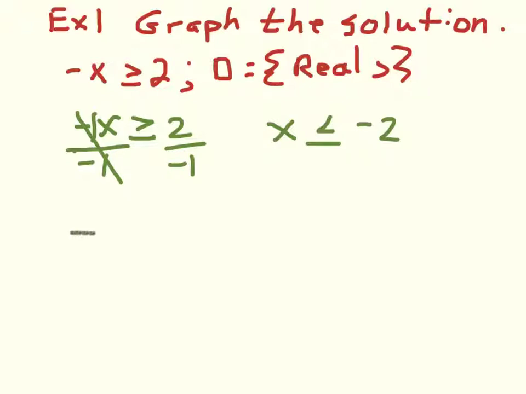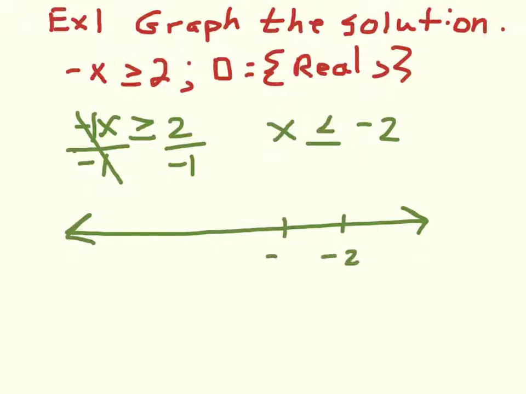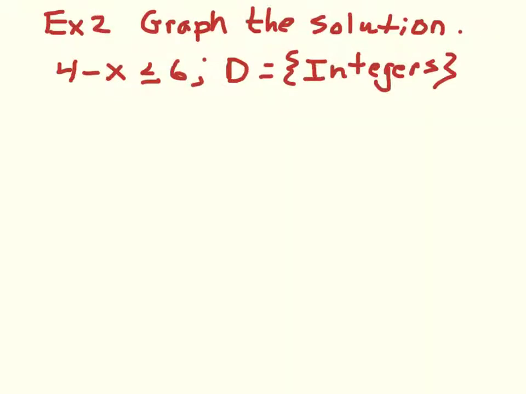Now, we need to graph that using real numbers. Now remember, real numbers is a solid line, integers would be dots. So let's show numbers less than or equal to a negative 2. So I'll put a negative 2, negative 3, negative 4, negative 5, and so on. So a closed circle on a negative 2, and everything less than or to the left of that would be the solution of this.